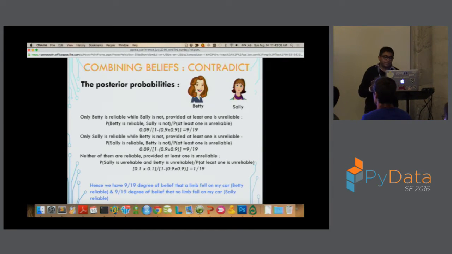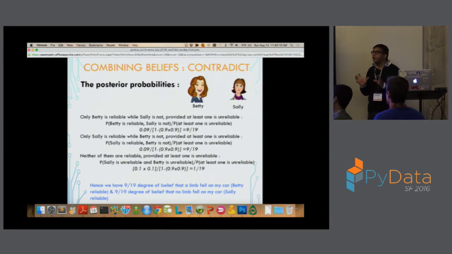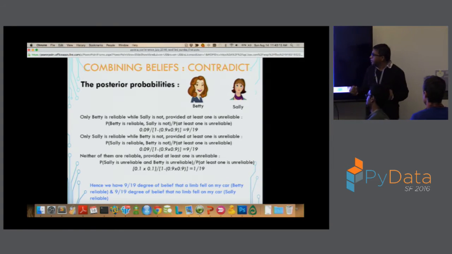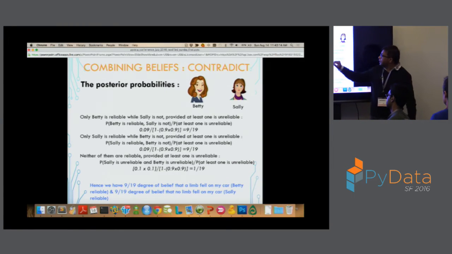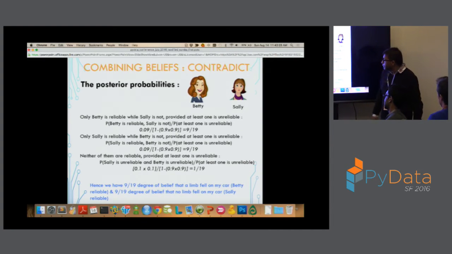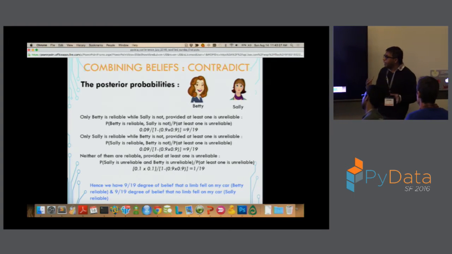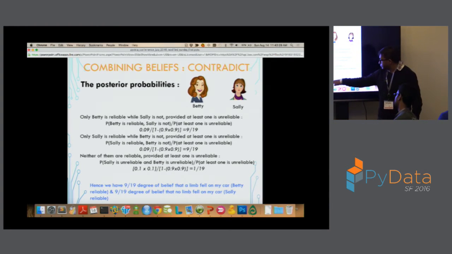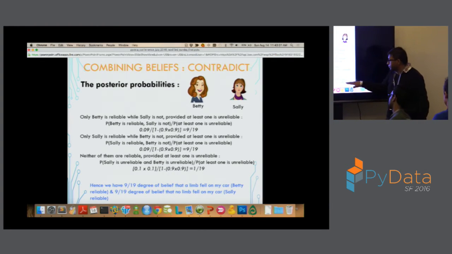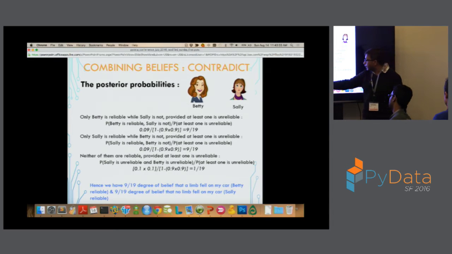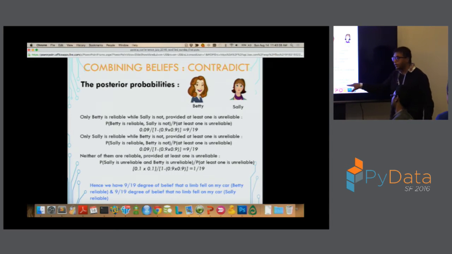The posterior state is a state provided at least one is reliable. So the probability that Betty is reliable and Sally is not, divided by the probability that at least one is reliable, we get 9 by 19. And we do the same thing for Sally, we get 9 by 19. So we have a 9 by 19 degree of belief that a limb fell on my car and Betty is reliable, and 9 by 19 degree of belief that no limb fell on my car and Sally is reliable. So this is my belief function area.